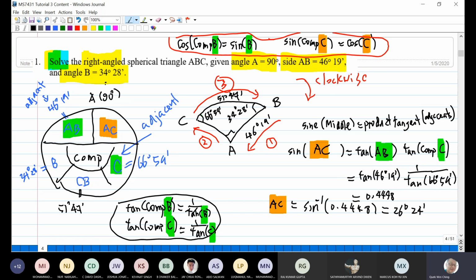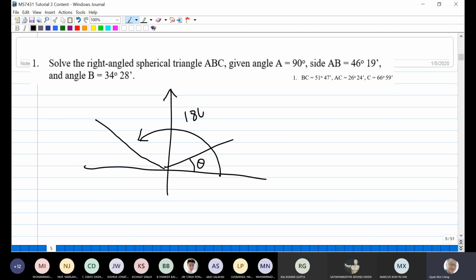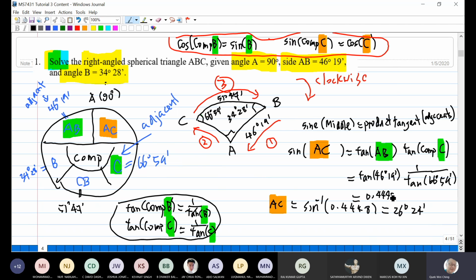Okay, but when you do sine, always be careful. There's another possible answer. Remember when you do sine of an angle, let me on the next page tell you something about the sine function first. For sine theta, so this theta here is 180 minus theta. So we know that sine theta and sine of 180 minus theta are the same. So in the earlier part, we know sine theta is 0.4448, right?